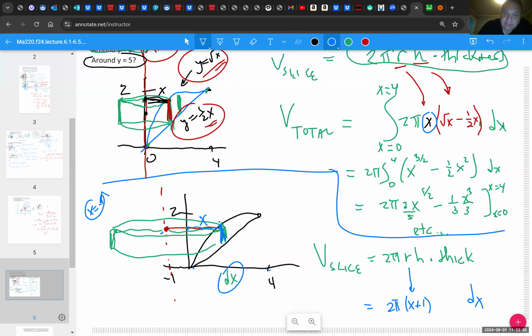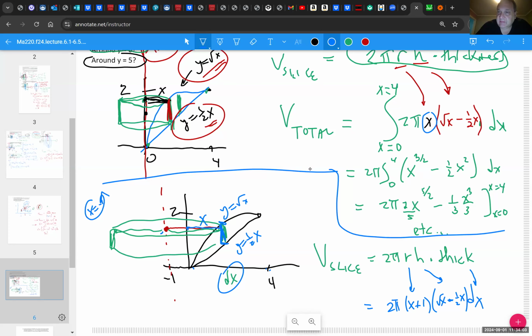It's still going from here to here, which is between two functions. To find the distance between two functions, you just subtract them. So we take this top function, our y big function, and this bottom function, our y little function, and subtract those two. That's the height, which is exactly the same calculation as before: square root of x minus 1/2 x. So that's your height, and your thickness is, of course, dx.